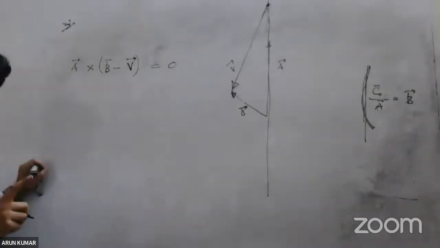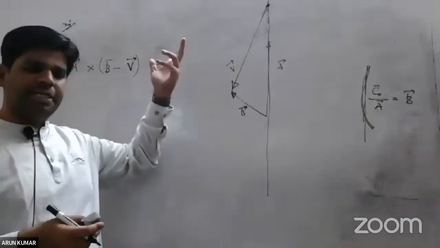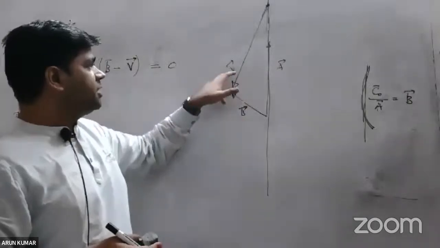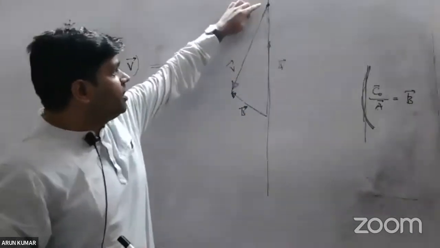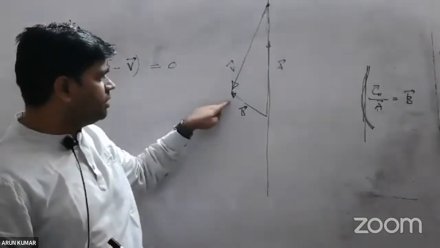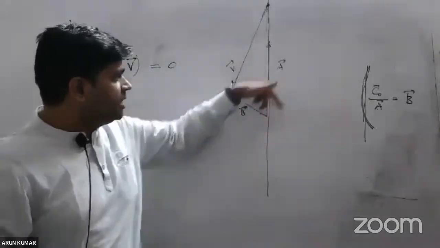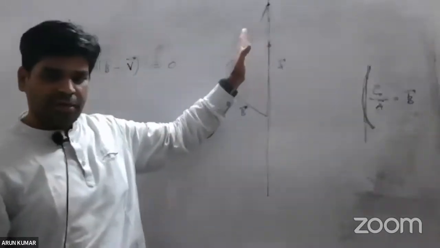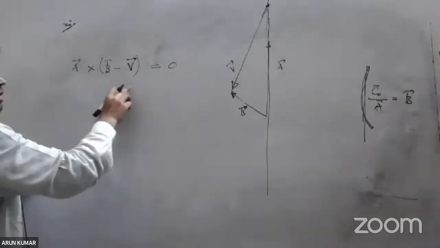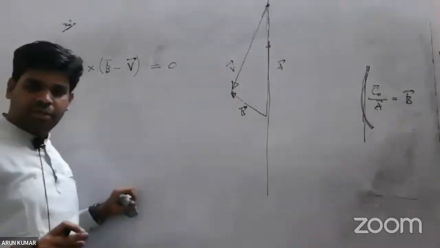Is it clear? Is the point clear? Is the step clear? I have selected a vector V bar. I can select any vector, right? But I have selected it such that B minus V is parallel to A. So the tail of V is on the line of action of A, and the head of V is on the head of B. So B minus V is parallel to A bar. All right? That means A cross (B minus V) is equal to 0. Is it clear?